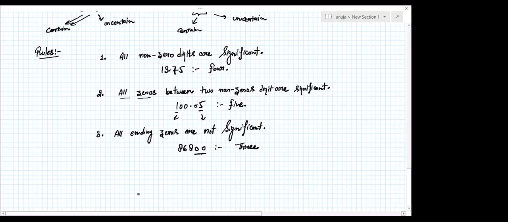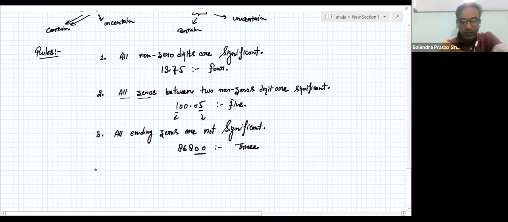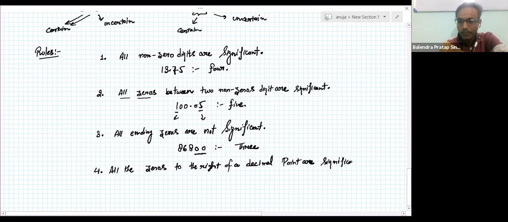The fourth rule is all the zeros to the right of a decimal point are significant. Write it down: all the zeros to the right of a decimal point are significant.